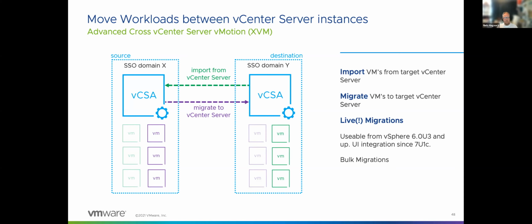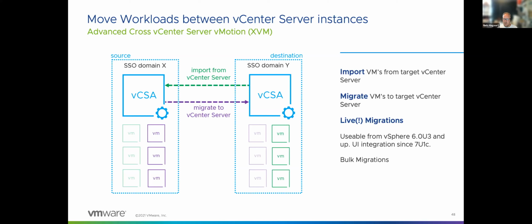So it's now completely embedded, and no longer do you necessarily have to set up that separate Fling. Now, it is great for multiple reasons, but to give you a high-level overview, it is basically two workflows that we support with the advanced cross-vCenter vMotion capability. And that is that we can import from a vCenter server instance, or we can migrate to a vCenter server instance. Key takeaway here is that this is about vCenter server instances that run in completely different SSO domains, right?